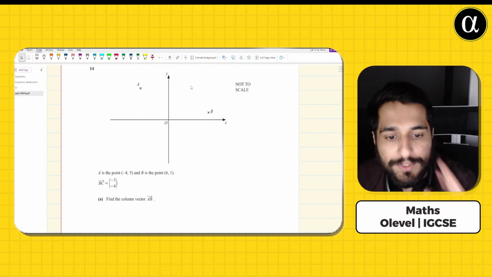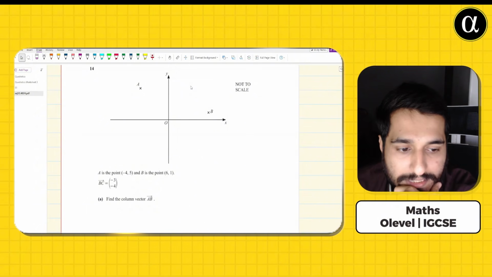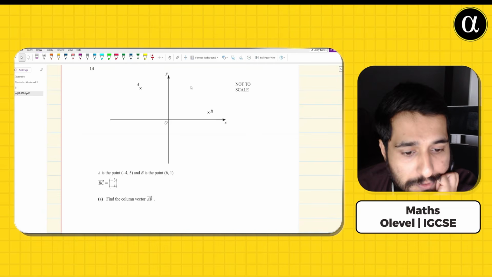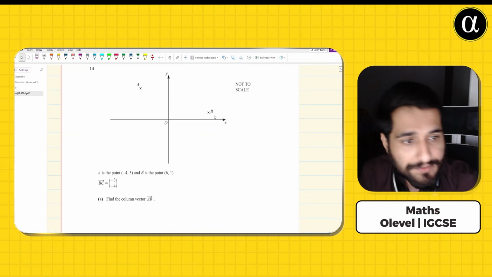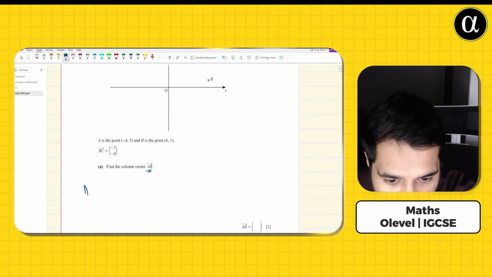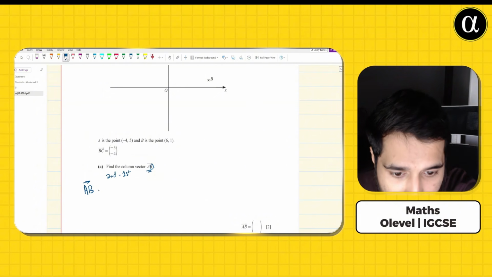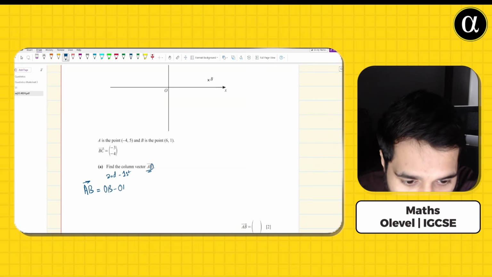Now question 14, it says A is the point (-4, 5), and B is the point (6, 1), where BC is equal to (-3, -4). We are supposed to find the column vector AB. Now, how do you find the column vector AB? Have a look at this. For vectors, what do we usually do? In order to solve vectors, we use the keyword second minus first. What does that mean? The second alphabet minus the first alphabet in terms of position vectors. So it's going to be OB minus OA.